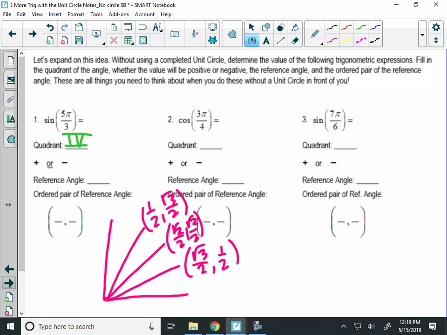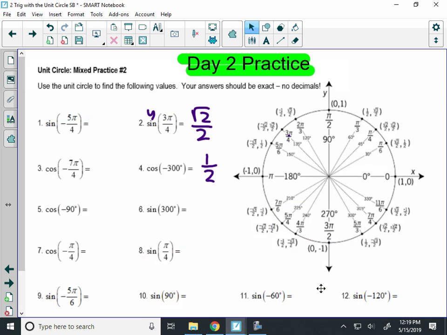In quadrant 4, we know our ordered pairs are either positive or negative. Sine is the y coordinate, right? So is y positive or negative in quadrant 4? Negative. So my answer is going to be negative. The reference angle: if this is 5 pi over 3, I'm going to pull up our unit circle from before over here. 5 pi over 3 is down here. If you were to make a triangle with a reference angle right there, what would the reference angle be? Pi over 6, pi over 4, or pi over 3? Pi over 3. This is a reflection of pi over 3 right here.